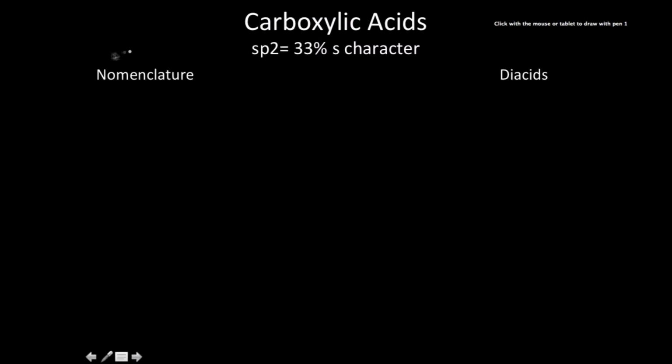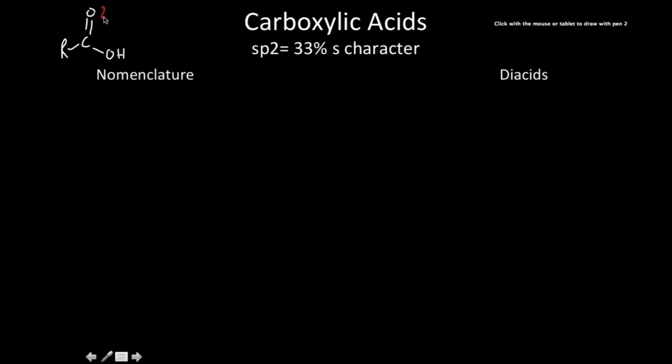Okay, so let's talk about carboxylic acids. A generalized structure of all carboxylic acids looks like this. Notice that this carbonyl carbon is sp2 hybridized, so it's going to be 33% s character and trigonal planar.